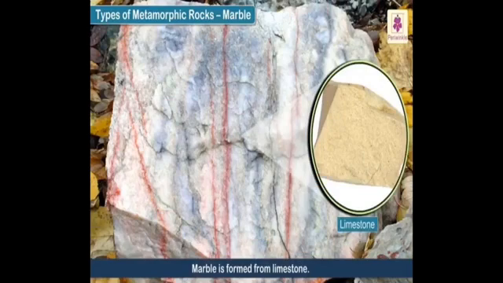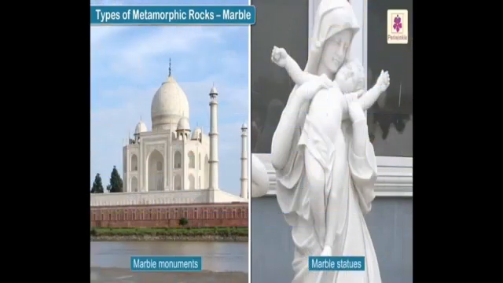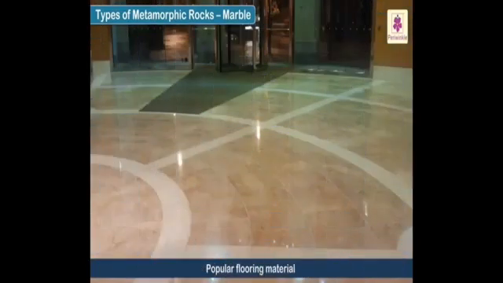Marble. Marble is formed from limestone. Marble can be carved and polished easily, therefore it is widely used. We often find marble in monuments and statues. It is also a popular flooring material.